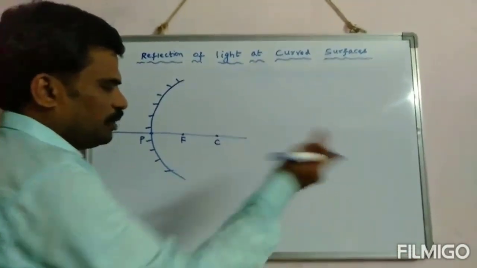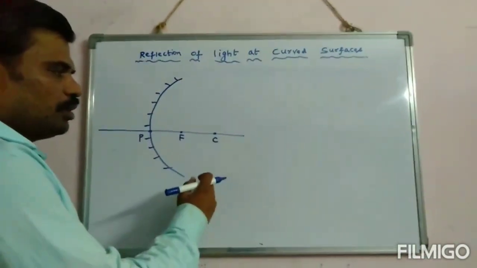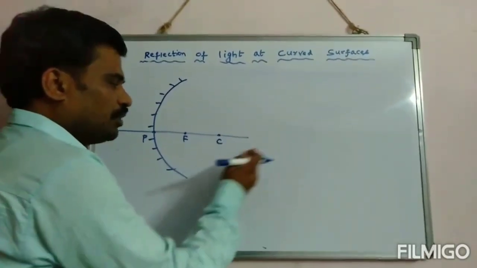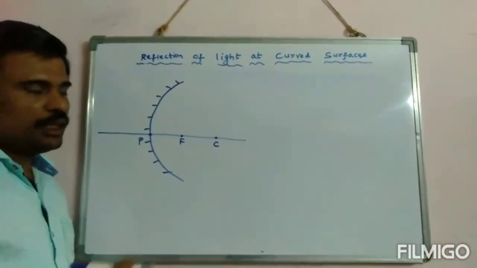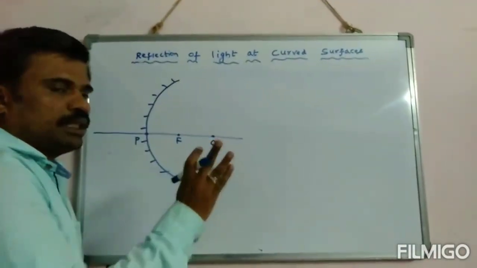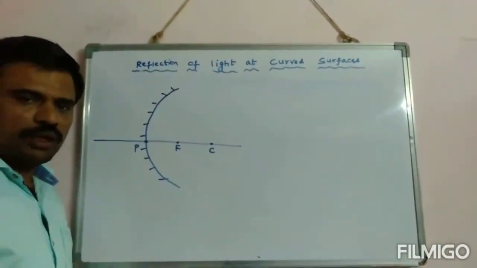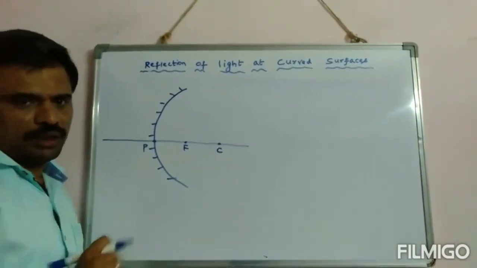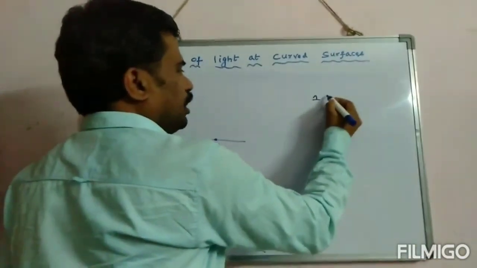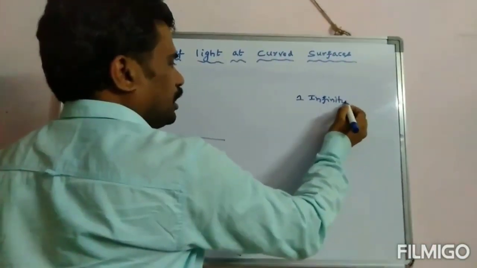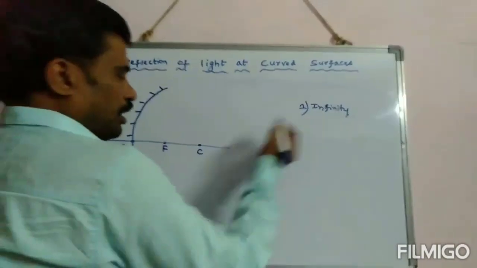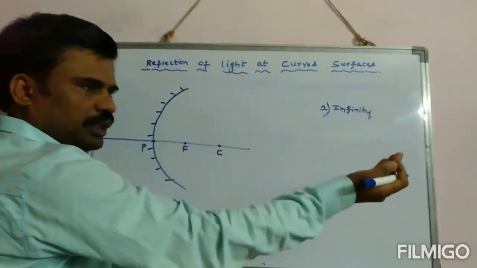At what positions can we place the object? We can place the object at 6 different positions. What are the 6 different positions? The first position is object at infinity.